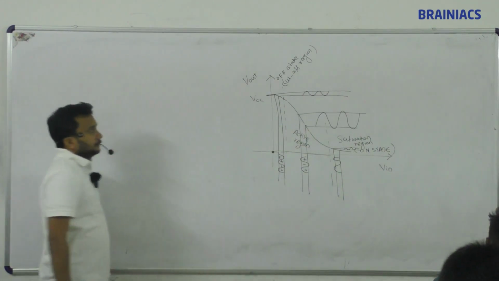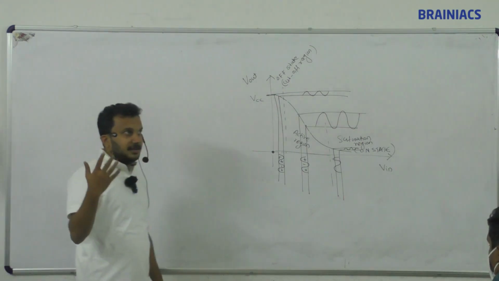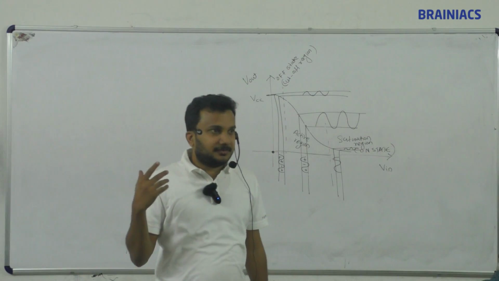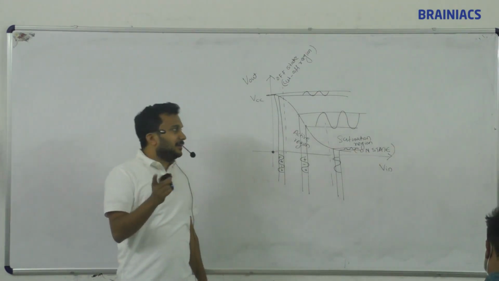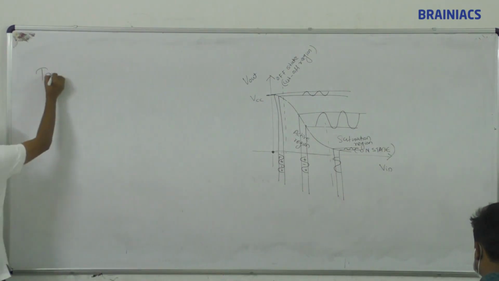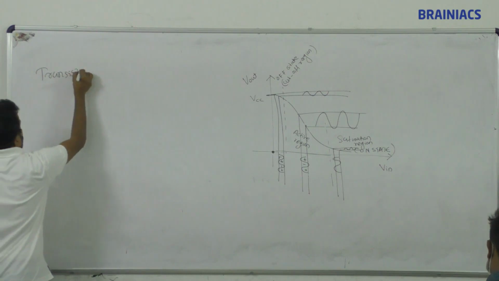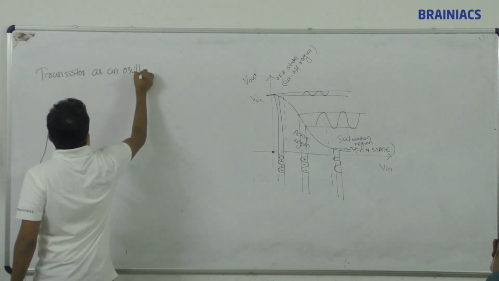Okay, the next one. So amplifier and switch are the same transistor with three types of behavior. In cutoff and saturation, the transistor will work as a switch. In the active region, the transistor will work as an amplifier. Next one, transistor as an oscillator.